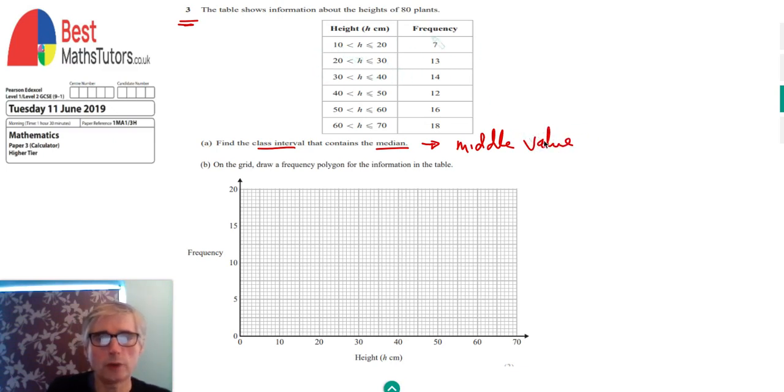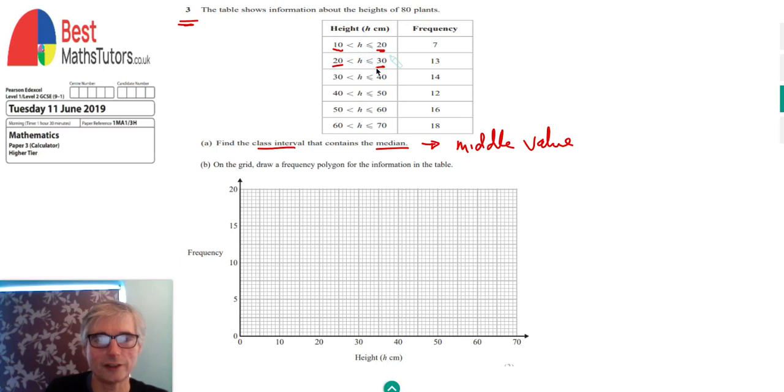So what this table means, just to explain a little bit about the table, is we've got the group on the left hand side. This group here contains any plants which have a height that is between 10 and 20 centimeters. So it's saying that h, which is a height, is greater than 10 but less than or equal to 20 in this first group. And in the second group, it's saying greater than 20, but less than or equal to 30.